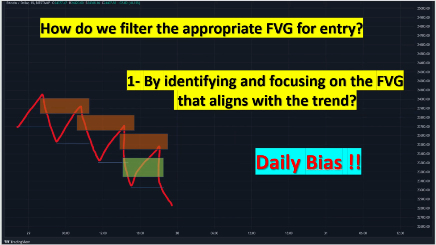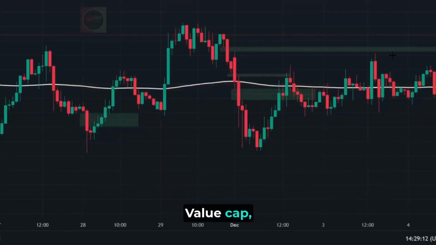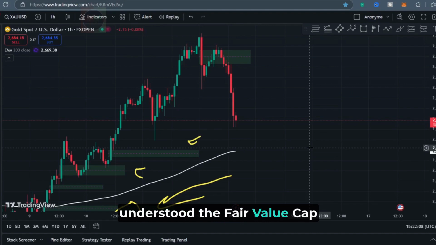But does this mean that a fair value gap that goes against the trend is a false fair value gap? No, because there are conditions for that, and we will delve into them, God willing, in the fair value gap sections. I'm sure you've benefited and understood the fair value gap for the first time.